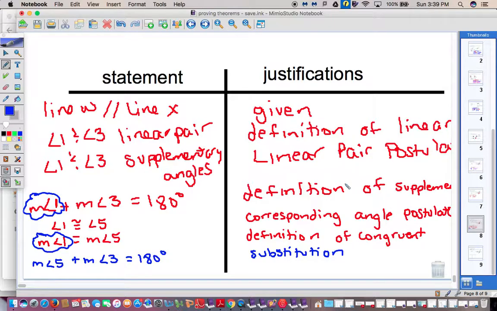But that's not quite what we want. We want to say that these two are supplementary angles. So can we say that based on the measure of angle 5 plus the measure of angle 3 equaling 180? Well, based on the definition of supplementary angles, we can say that angle 5 and angle 3 are supplementary angles. And that's based on the definition of supplementary angles.